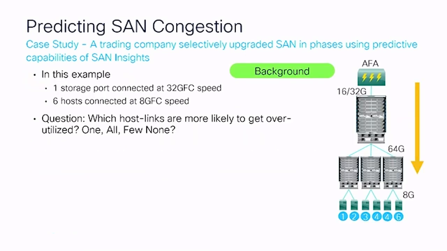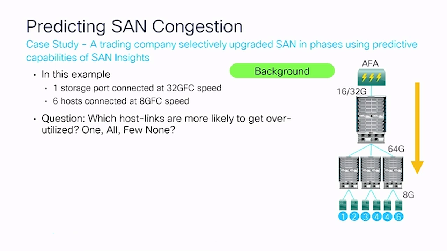And this is where it gets interesting, because look at this simple example, right? Let's not talk about the thousands of ports that that customer had. In this simple example, let's say there are 6 servers that are connected at 8 gig. There's an all-flash array sending read IO transactions at 32 gig.